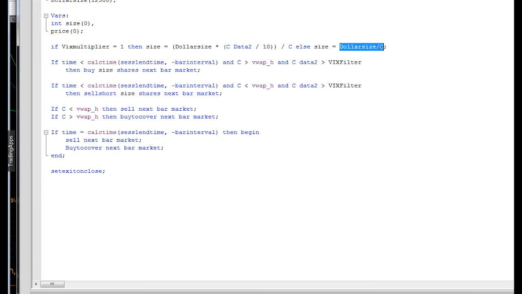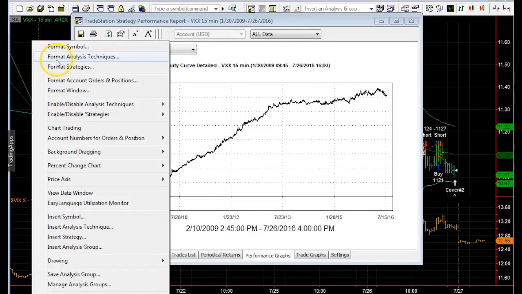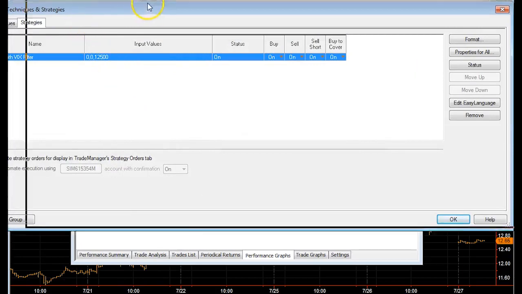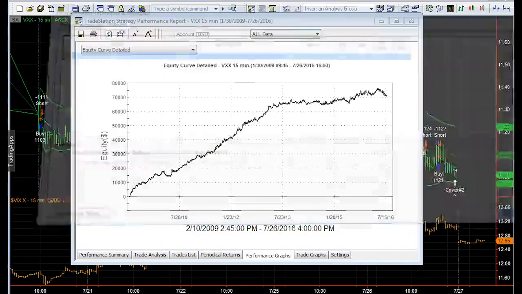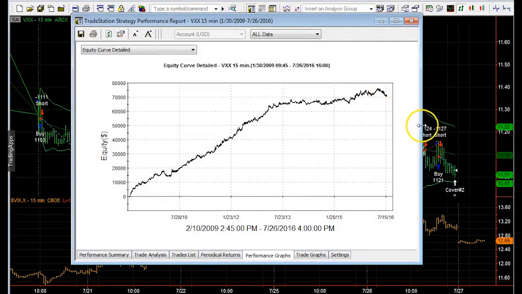So I'm going to show you first, we have the baseline version on. It says VIX multiplier is set to 0. I also have a VIX filter in general as well, so we can just only take trades above a certain level. The VIX multiplier seems to be working a little better. So VIX multiplier is set to 0, gives us the result I just shared with you.